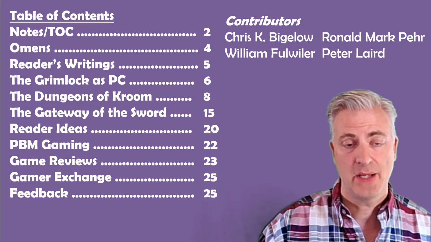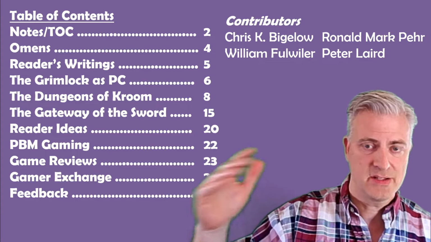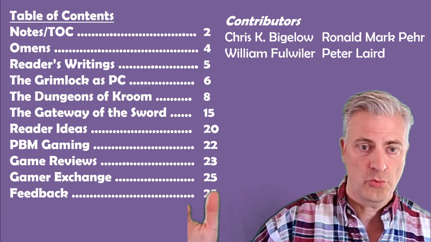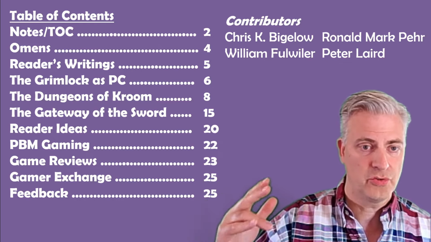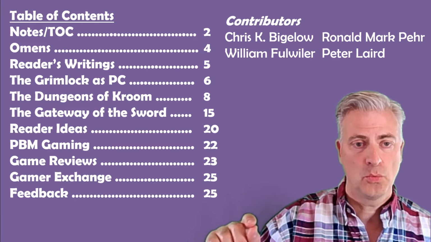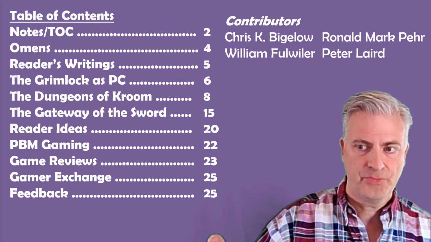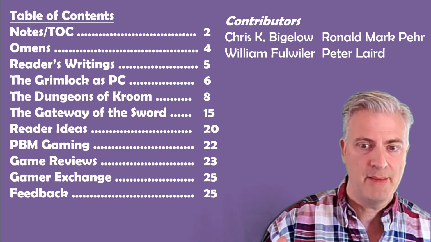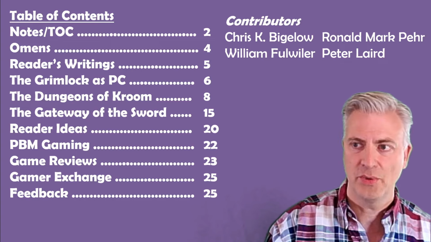So he has a table of contents that has regular features and specials. I have them all here put together. He's got his notes, his table of contents, and Omens, which is his editorial, reader's writings, those are letters, the Grimlock as a player character, the Dungeons of Kroon, this is level 2, the Gateway of the Sword, William Fulwiler wrote this fiction, then reader ideas, which are magic items, spells, new monsters, that kind of stuff, play-by-mail gaming, game reviews, the gamer exchange, and feedback. We'll talk about those things as we go through.